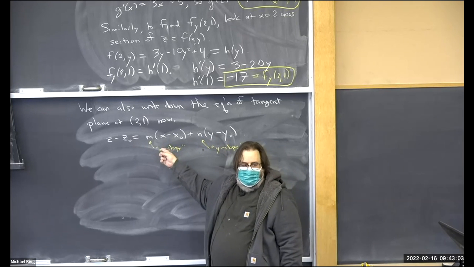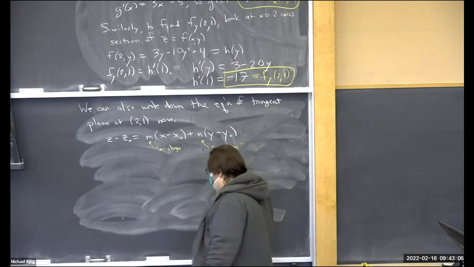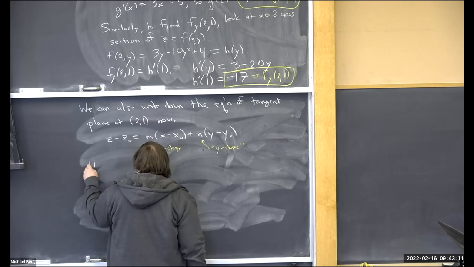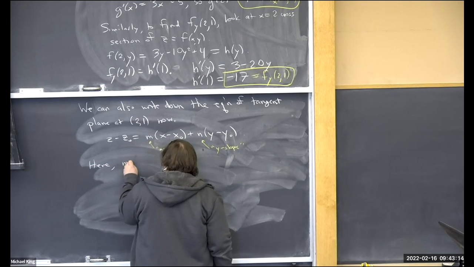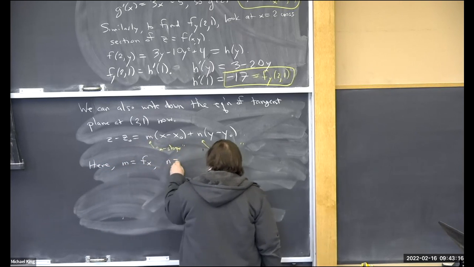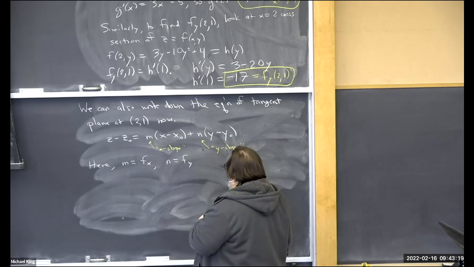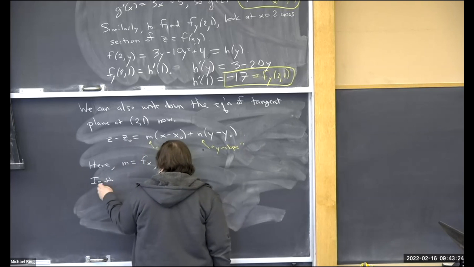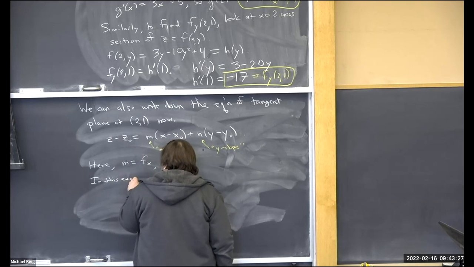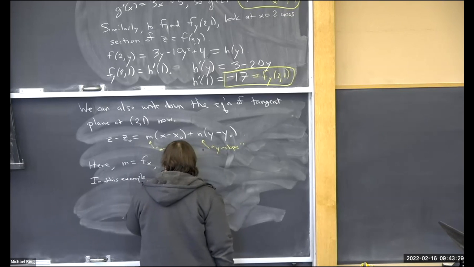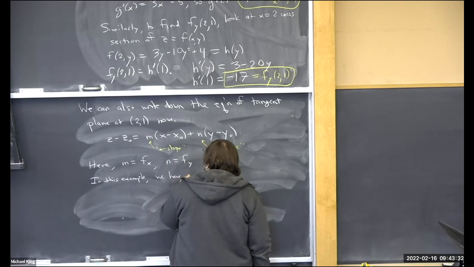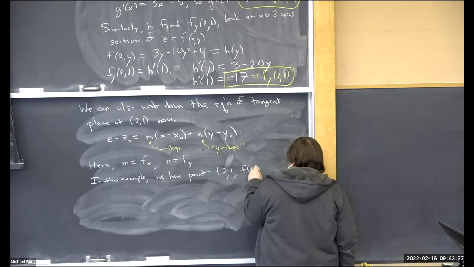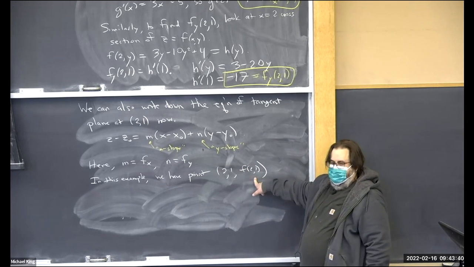Does that make sense? So here, M is the partial x derivative and N is the partial y derivative. And in this example, just in the tangent plane situation, we have the point (2, 1, f of 2, 1). Kind of goofy, but I'm just saying that's what you get for the z value, right?